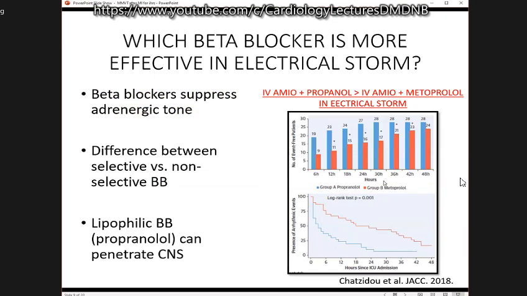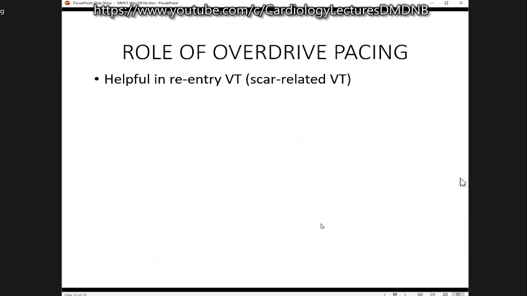And another common question is which beta blocker is better? Now, in general, the class effect of beta blockers is to suppress the adrenergic tone, but you do have non-selective beta blockers such as propranolol. And because of its lipophilic properties, it can penetrate the CNS and you can block the presynaptic adrenergic receptor. So this is probably one of the reasons why propranolol was found to be more effective than metoprolol in an electrical storm.